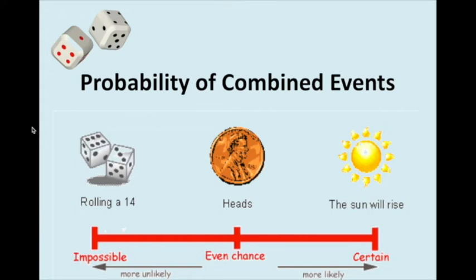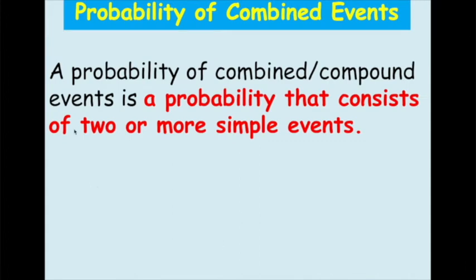Hello, in this video I will give a quick explanation on probability of combined events, and they are mutually exclusive events, independent events, and dependent events. A probability of combined or compound events is a probability that consists of two or more simple events. Now, in the next slides, I will show you the rules of combined events.